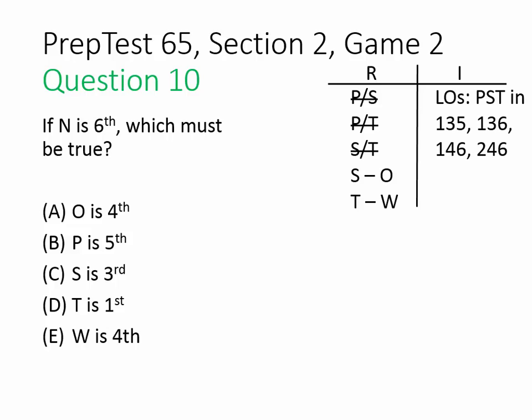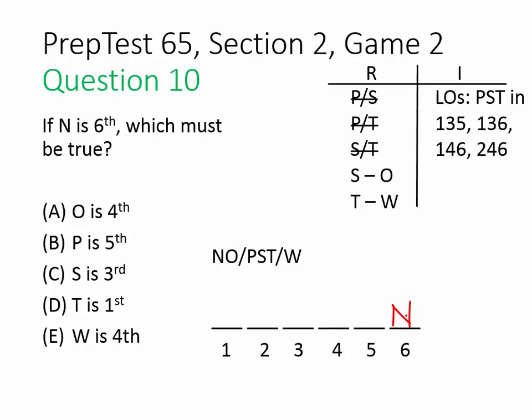PrepTest 65, Game 2, Question 10 asks us, if N is sixth, which of the following must be true? So let's go ahead and get our master drawing up here and place N into our sixth position. If N is in the sixth position, when we look at our limited options up here, it means we can't use that one, or that one. Therefore, P, S, and T must be 1, 3, and 5.